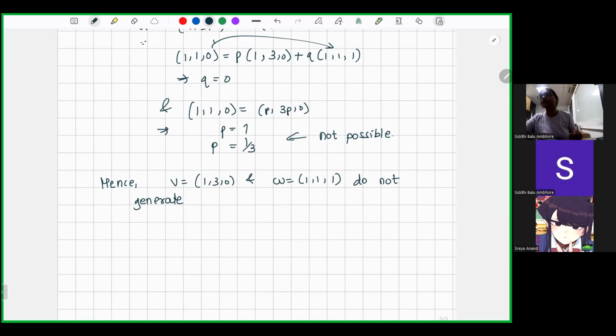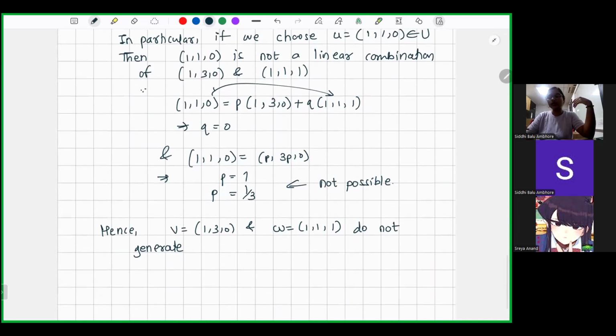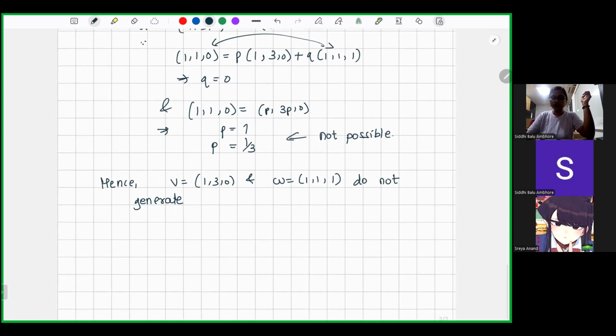Ma'am, to solve this, we had to first simplify it to P equals this, Q equals 0, and after that we had to find a counter example to prove it's not. So you're saying that we need to explicitly find P and Q and then find the counter example. See, we could have found the counter example in the first trial itself.